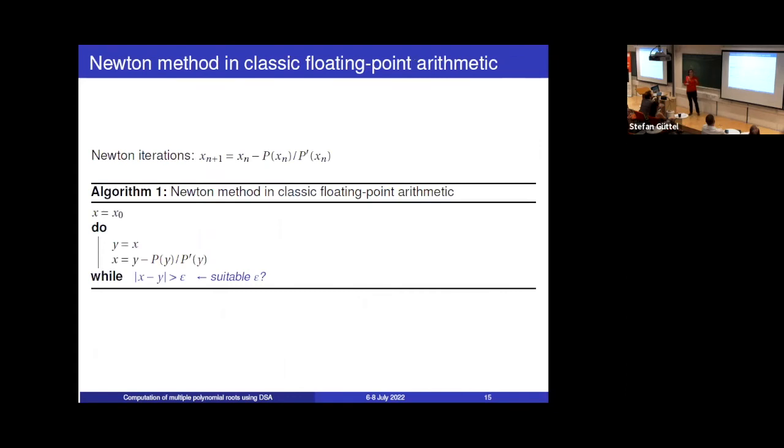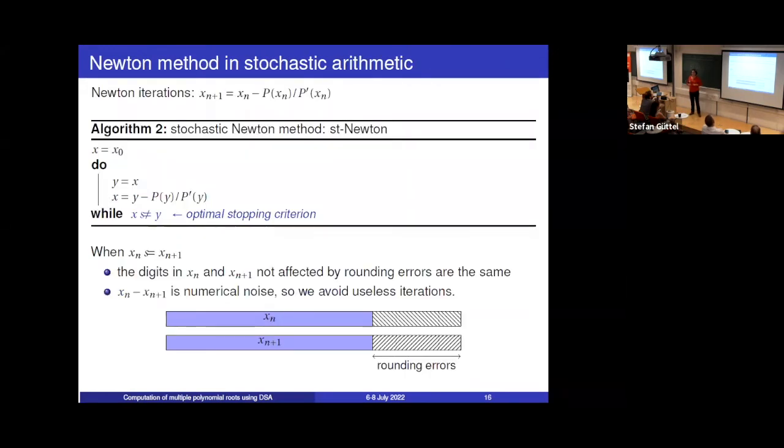So here I recall the classic Newton method. So you have the stopping criterion that relies on epsilon here. And as I said, it may be difficult to find the right epsilon. So in the stochastic version, we replace this stopping criterion using a discrete stochastic inequality, which is an optimal stopping criterion. When we stop the iterations, the digits in the last 2 iterates, which are not affected by rounding errors, are the same. And when we stop, the difference between the last 2 iterates is numerical noise, and so we will avoid useless iterations.